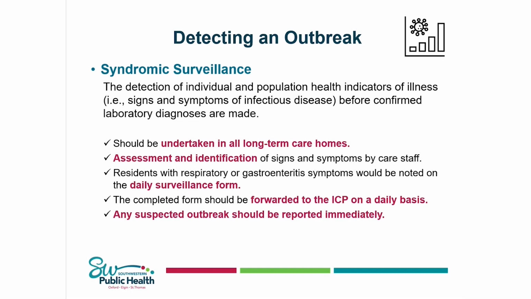And again, it also helps us to get a sense of when there's a cluster of infections occurring. And when there is a cluster of infections, so maybe you've got a couple of residents with similar respiratory symptoms or enteric symptoms, that would trigger the assessment of a possible outbreak occurring. And then from there, we would start an outbreak line list.